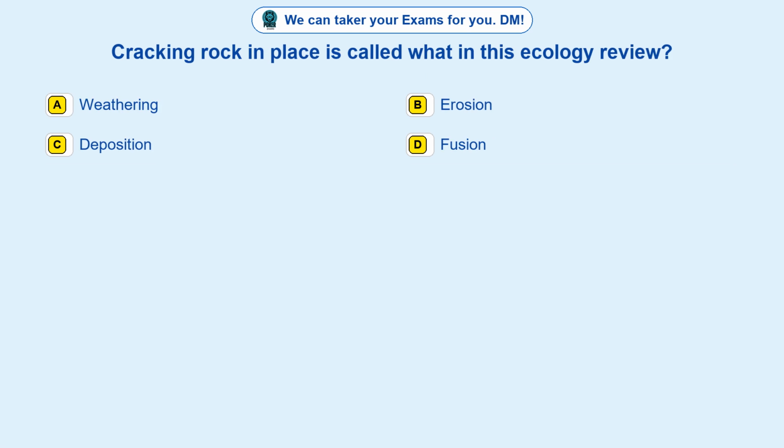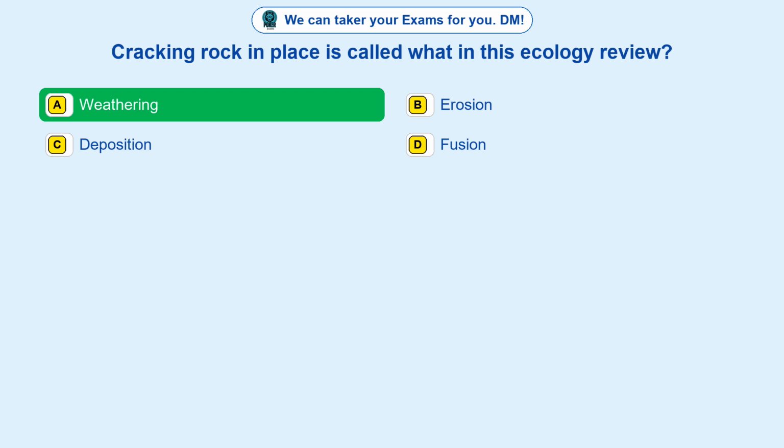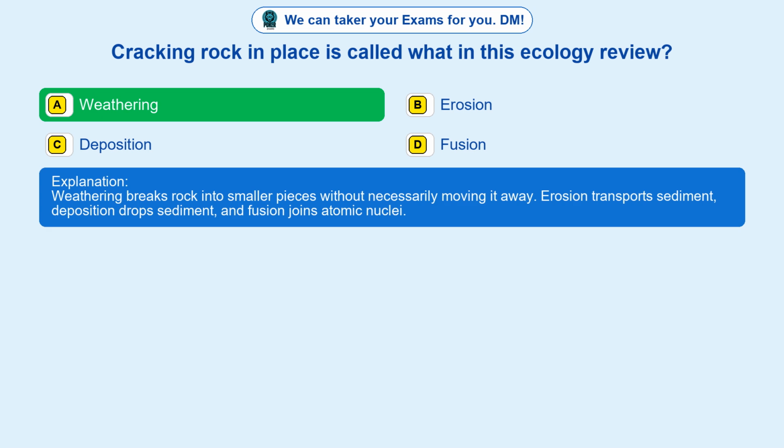Question 81. Cracking rock in place is called what in this ecology review? Option A, weathering. Option B, erosion. Option C, deposition. Option D, fusion. The correct answer is option A. Weathering. Weathering breaks rock into smaller pieces without necessarily moving it away. Erosion transports sediment, deposition drops sediment, and fusion joins atomic nuclei.